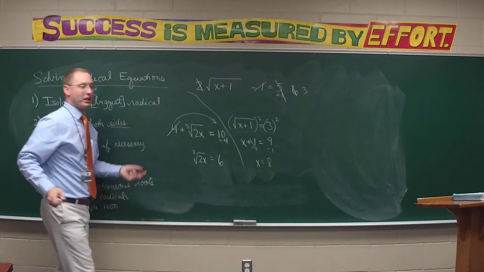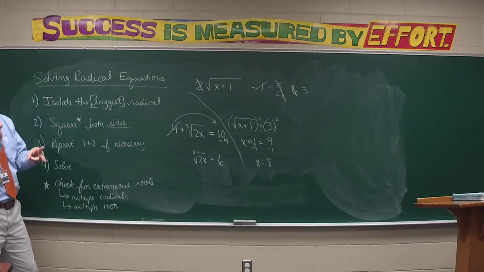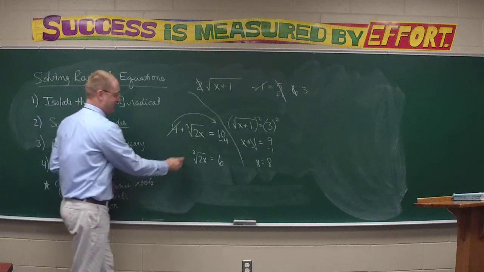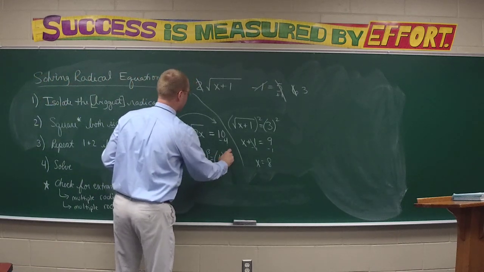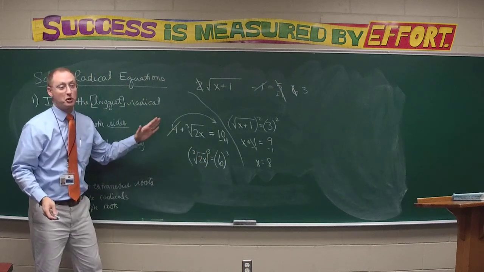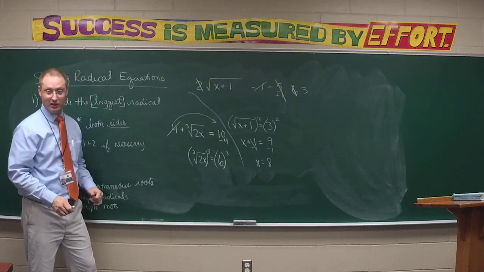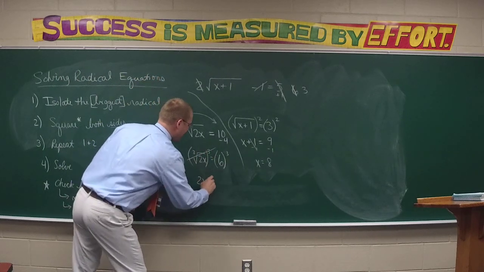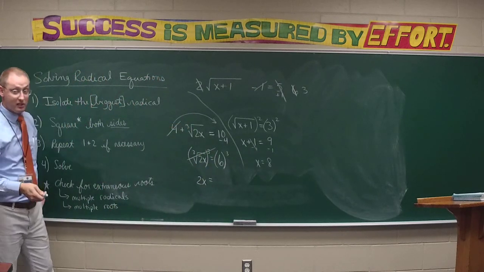Normally, my 2 steps, class, are isolate the radical, square both sides. But this time, tricky. Isolate the radical, cube both sides. All right, so we need to cube both sides. And when I cube a cube root, I get the radicand. Hey, I never even taught you that. You figured it out. Good. And that just gives me 2x. And the cube of 6 is 216.